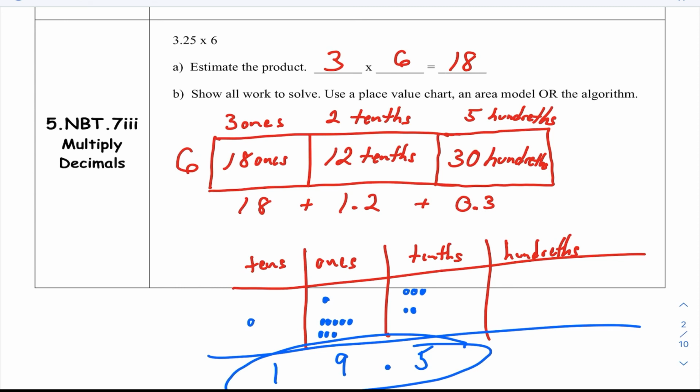And then I go back to my estimate of 18. Remember I said 18 should be low, so my number should be a little bit more than 18. 19 and 5 tenths is very reasonable.